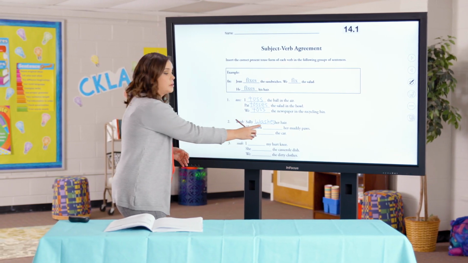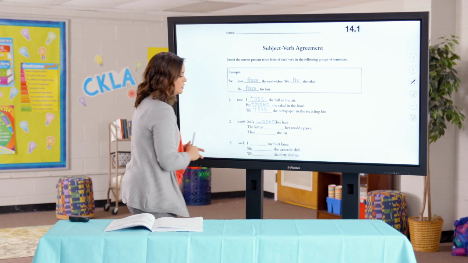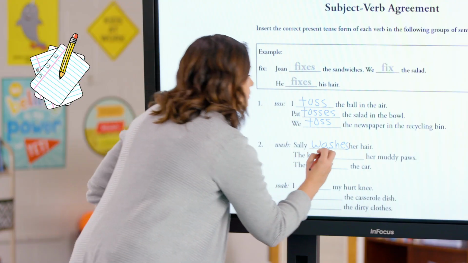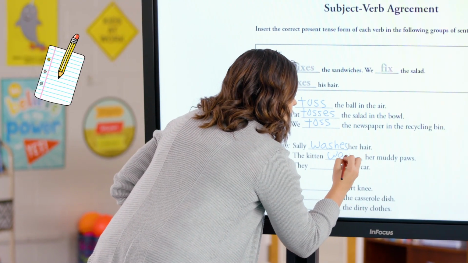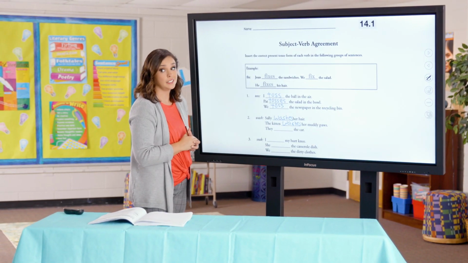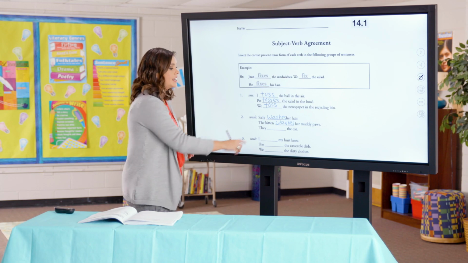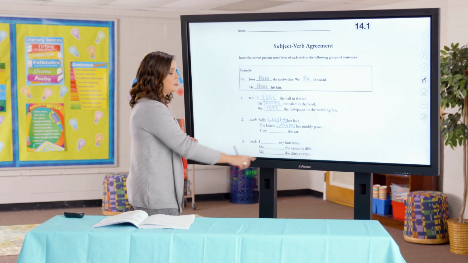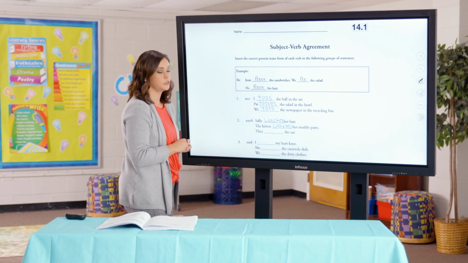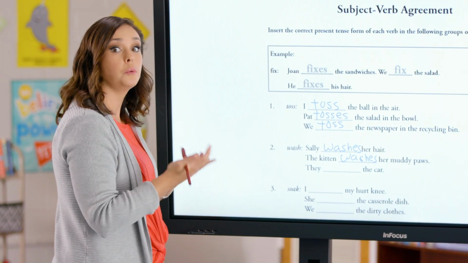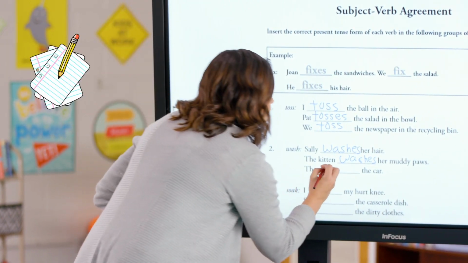The kitten blanks her muddy paws. The kitten washes. Why did we use the form washes? Right, because it's he, she, or it, and we had to use the suffix es because the word ends in sh. They blank the car. Right, they wash the car.